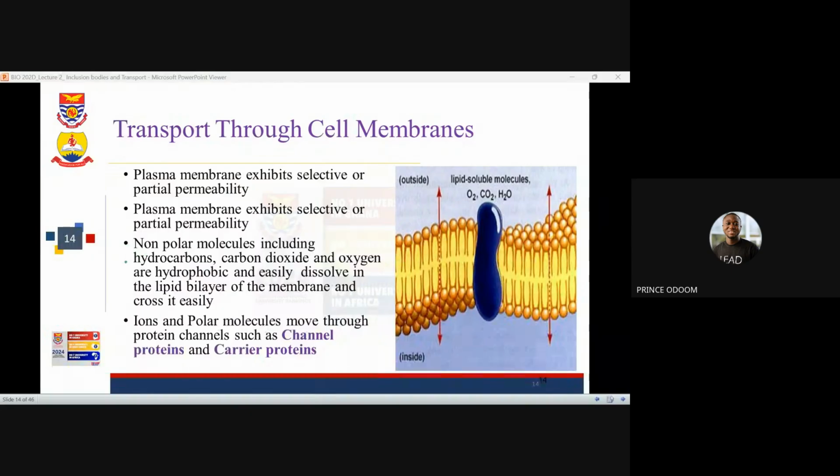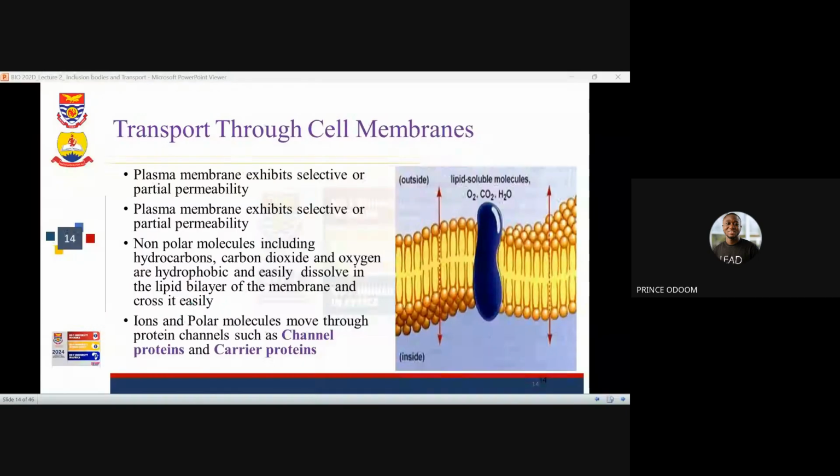The non-polar molecules, including hydrocarbons, carbon dioxide, and oxygen, are hydrophobic. When we talk of hydrophobic, it means that they hate water and easily dissolve in the lipid bilayer of the membrane and cross it easily. Ions and polar molecules move through protein channels such as channel proteins and carrier proteins. So now, there are some molecules that easily pass through the phospholipid bilayer. They pass through and enter, depending on the molecular size of the molecule.